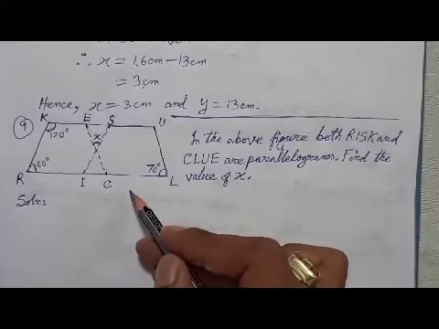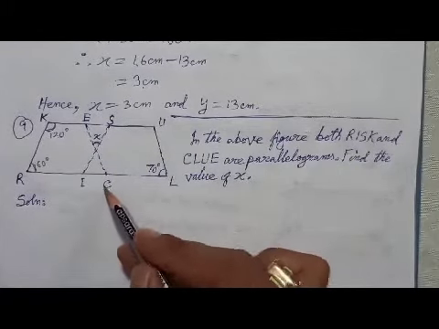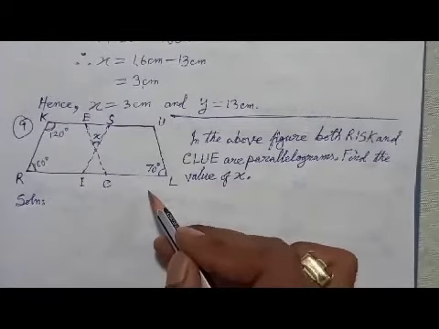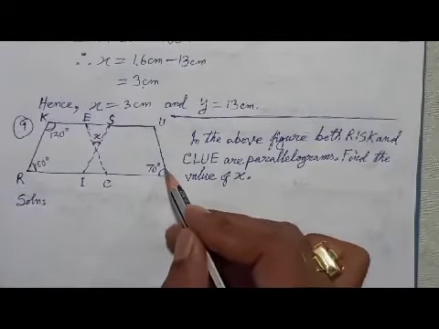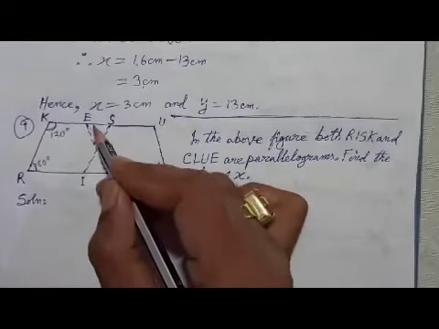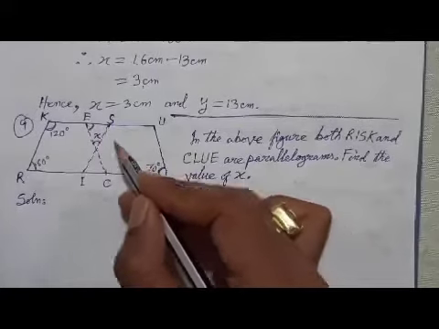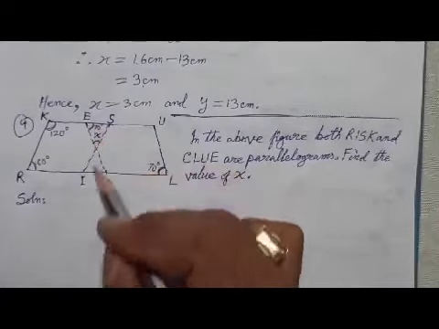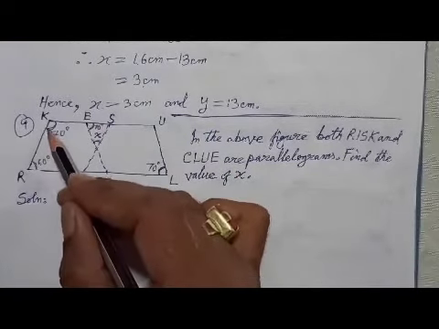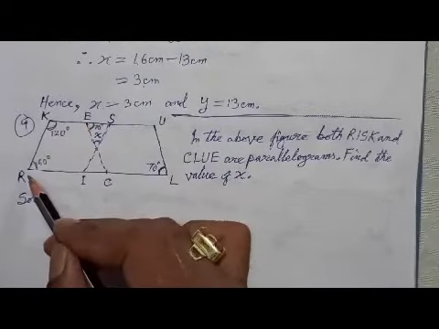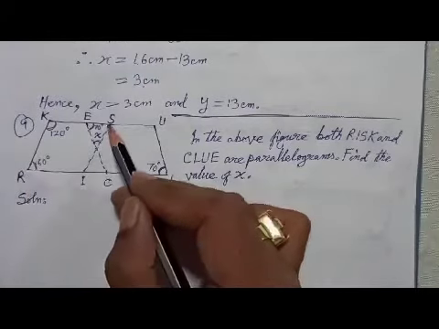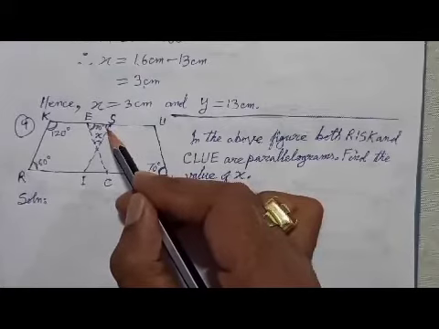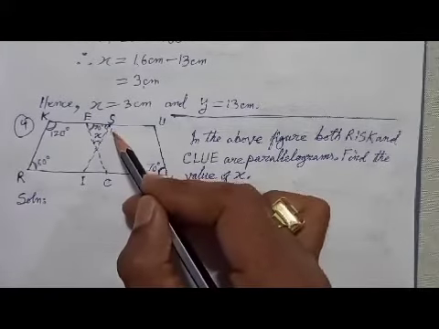Then in the next step, again we have to apply the property of a parallelogram. Here CLUE is a parallelogram. In a parallelogram, the opposite angles are equal. So this angle is opposite to this angle. Since this is 70, now this angle will be 70 degree. Then once again, in the parallelogram RISK, this angle is opposite to this. So this angle will be equal to this angle. Now this will be 60 degree.